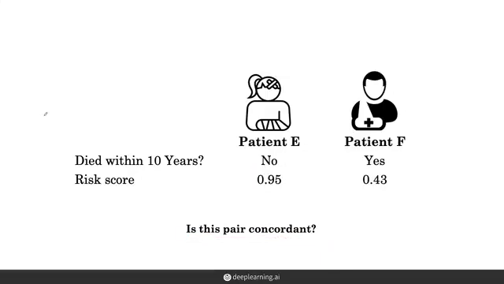Let's next try to determine whether the following pair is concordant. We notice that the patient with the worst outcome, patient F, has the lower risk score, and thus this pair is not concordant.